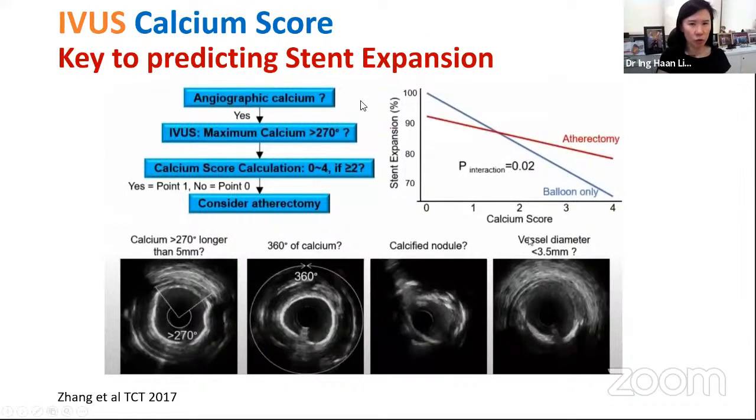Similarly, IVUS also utilizes calcium scoring to predict stent expansion. The difference is the IVUS calcium score is utilized only if the maximum calcium of more than 270 degrees is present in the vessel, and looking at circumferential calcium, presence of calcified nodule, and a small vessel diameter. It also ranges from 0 to 4, with a calcium score higher than 2 predicting the need for atherectomy.